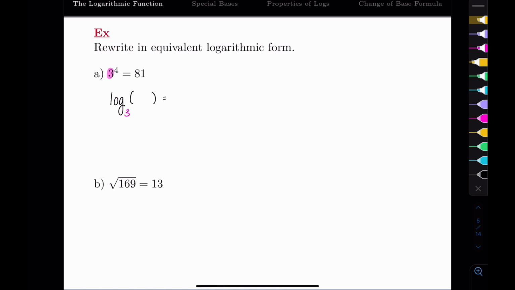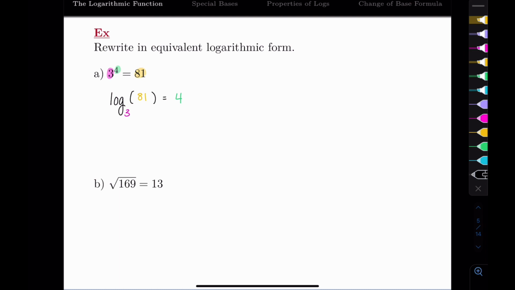My answer is 81. So 81 goes inside the logarithm. And my exponent is 4. So that goes on the opposite side of the equation away from the 3. Even though the 3 and the 4 are paired together, it switches where it's near.